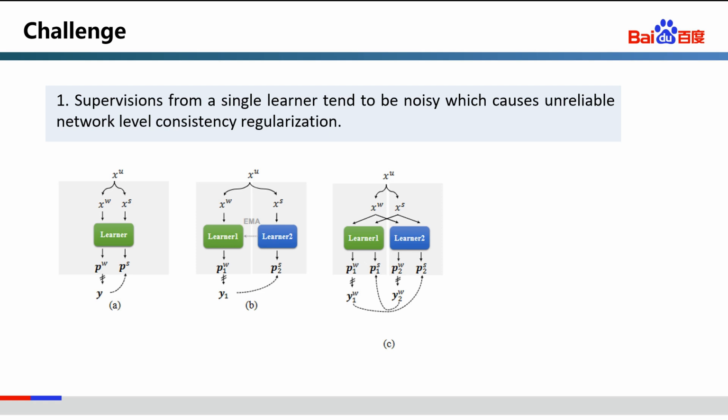First, supervision from a single learner tends to be noisy, which causes unreliable network-level consistency regularization. The existing paradigm evolved from a single learner to two learners. Typically, as shown in Figure 1a, a single learner with WS strategy is first proposed. Then, with the advantage of mean teacher, the framework evolves to Figure 1b, in which the WS strategy is applied together with two learners. Figure 1c further introduces the symmetric dual student method, where both strongly augmented images and weakly augmented images flow into bipartite learners. It uses the pseudo-label obtained from one network to supervise the other network and vice versa.